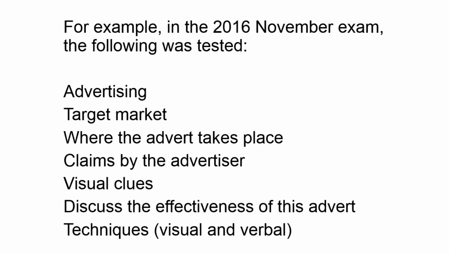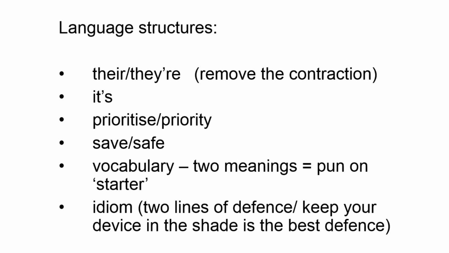Firstly, we've got an example here from the 2016 November exam, and the following were tested. Advertising was tested: target market, where the advert takes place, claims by the advertiser, visual clues, and you'd have to discuss the effectiveness of the advert as well as the techniques. These are the visual and verbal techniques. So you would need to know this for the advertising section. And you also get tested on the language structures.